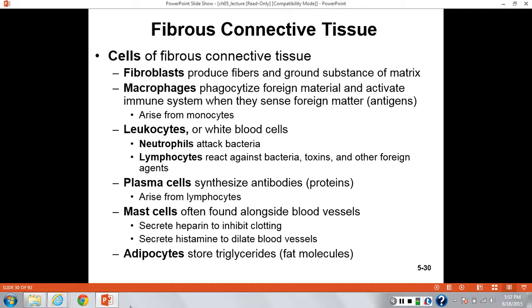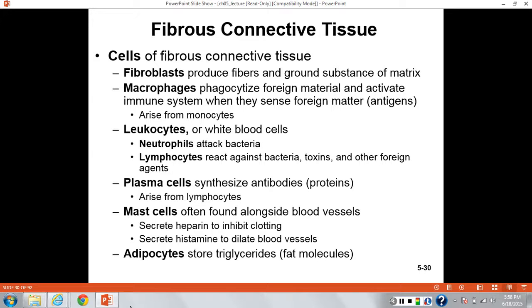Macrophages can be fixed in one place or they can circulate. So you can find them in your lungs, called alveolar macrophages. In the liver they're called Kupffer macrophages, or they wander around as policemen. They go through all different parts of your body to try to find something that shouldn't be there to destroy it. Erythrocytes are red blood cells, leukocytes are white blood cells, and thrombocytes are platelets.